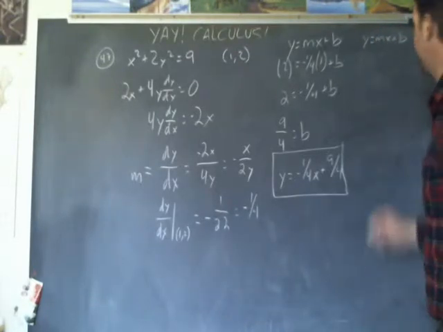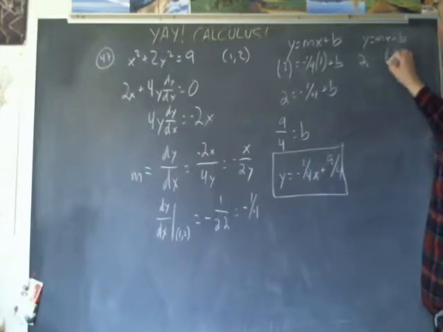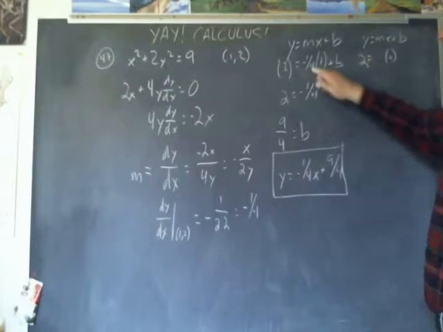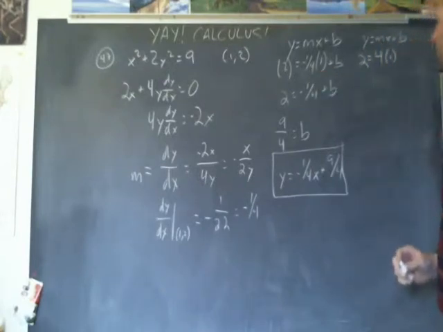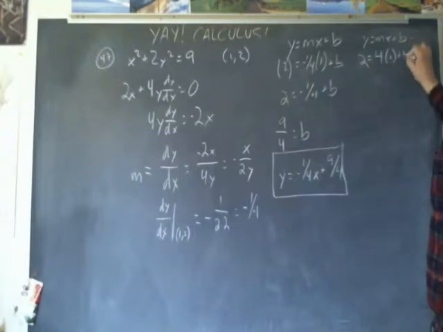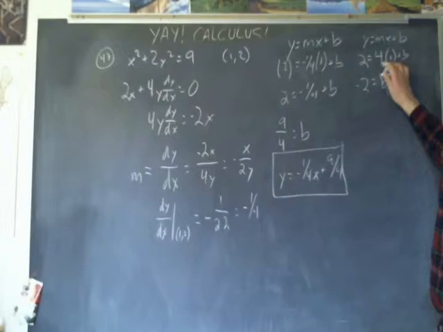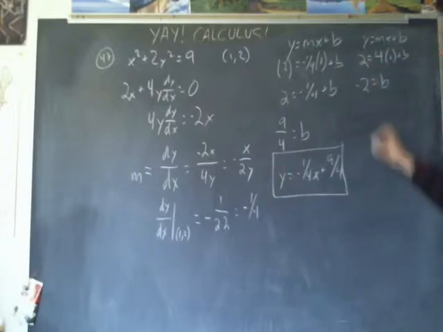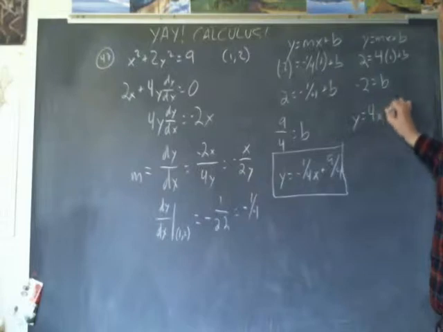For our normal line, we're going to keep our 2, and we're going to keep our 1. Our slope is going to change though. Instead of negative 1/4, it's going to be 4, being the opposite reciprocal of negative 1/4. So we'll subtract 4 on both sides to get b. That means our normal line will be y equals 4x minus 2.